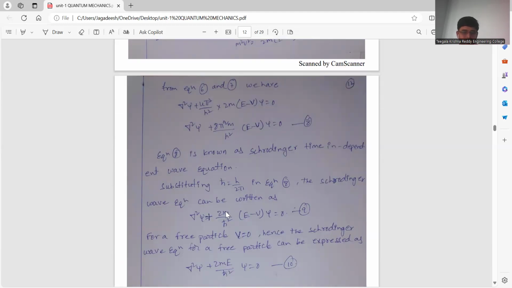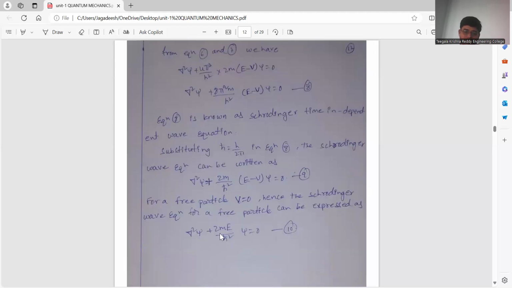Suppose the particle is a free particle, that is, the potential energy is 0. At that time, the Schrodinger equation for the free particle is this.